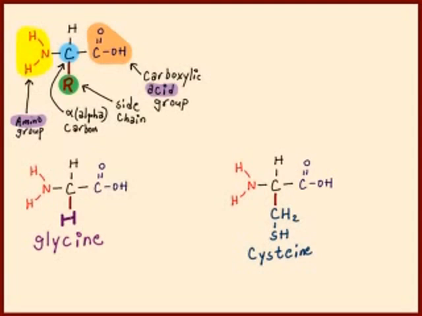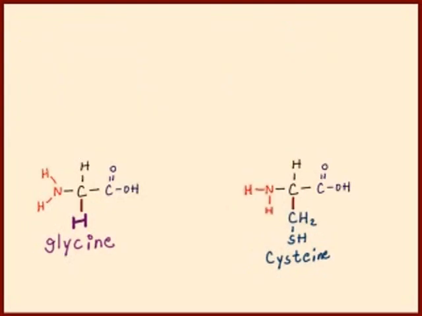Let's put here the number of amino acids. There are 20 amino acids, 20 common amino acids. And that's it for the structure of the amino acids that I'll need you to know. We have the amino acid glycine, and we have the amino acid cysteine.